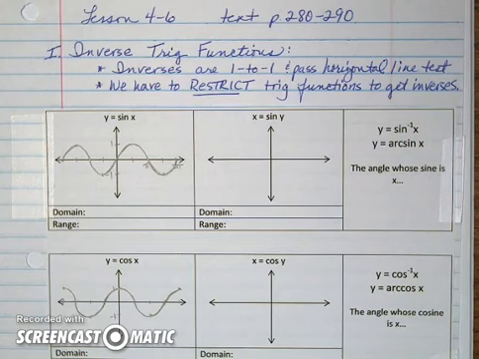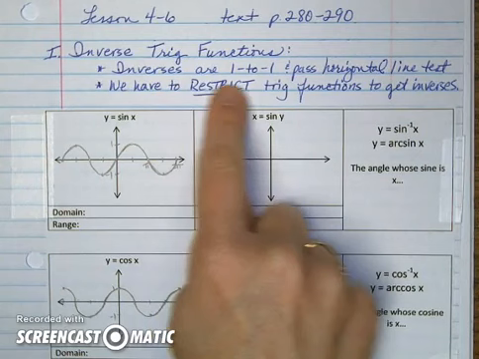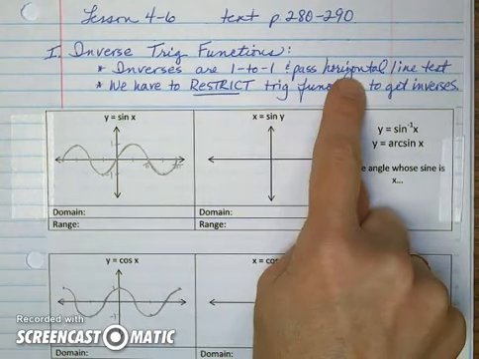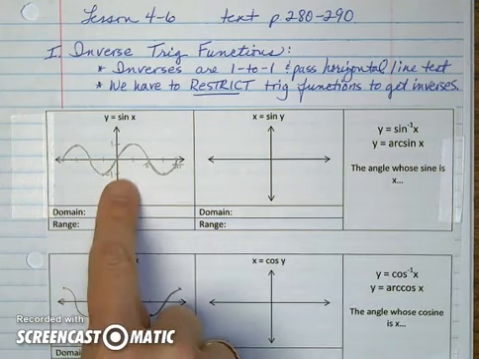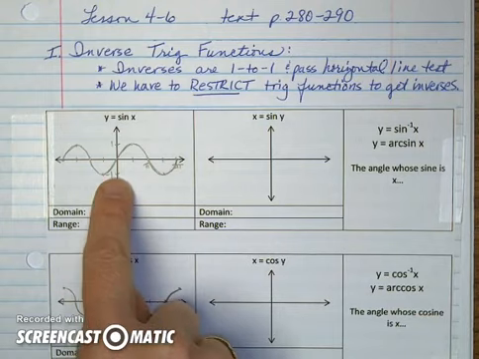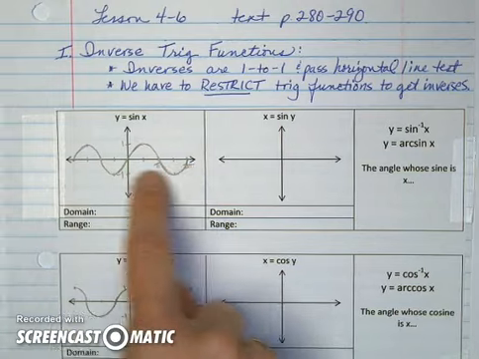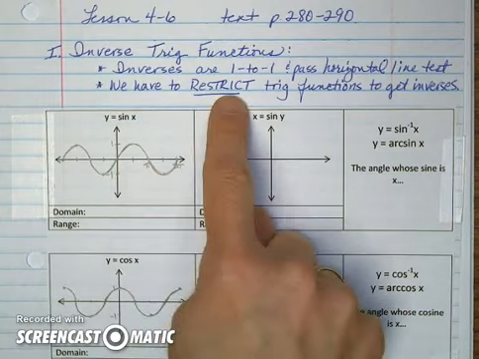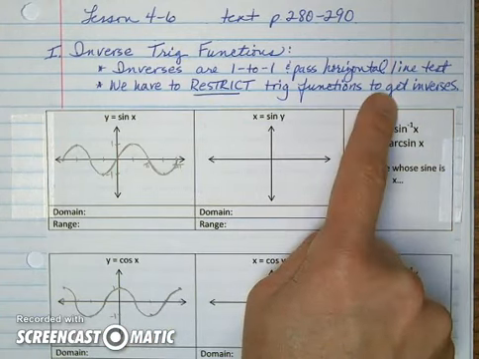And I'd like you to remember that inverses are one-to-one, and they must pass a horizontal line test. Therefore, if you look at the sine function, go ahead and graph that in on your paper. If I try to do the horizontal line test on this graph, it would fail. And therefore, we have to restrict the trig functions in order to get an inverse. We're only going to look at part of the graph.